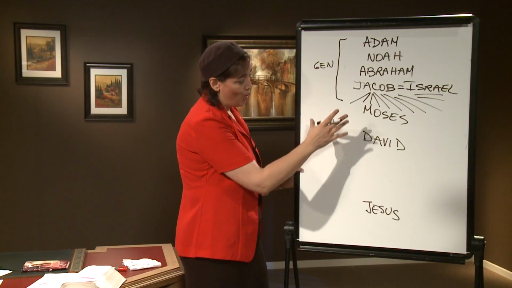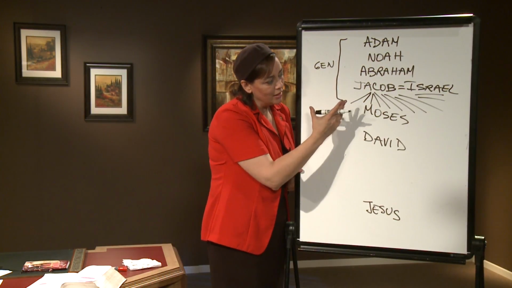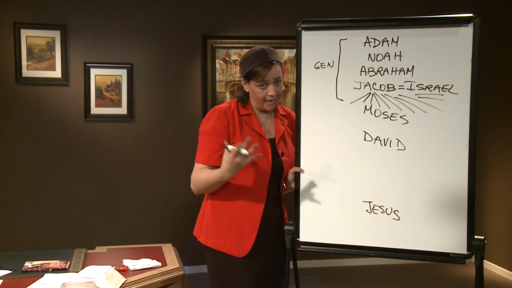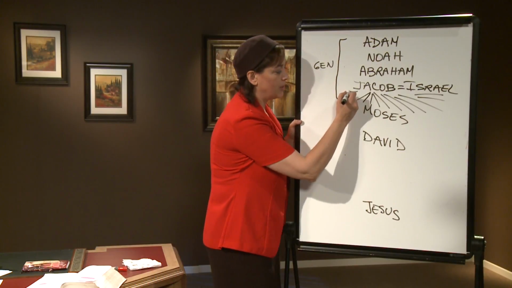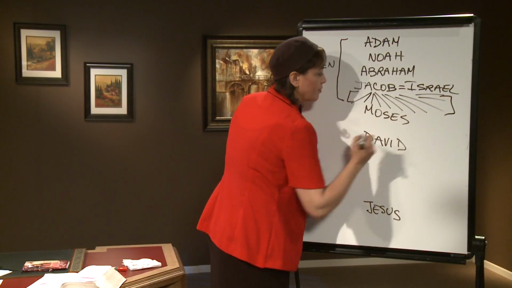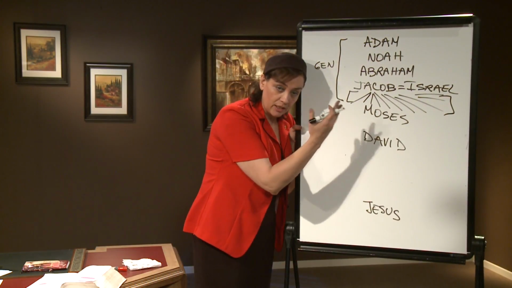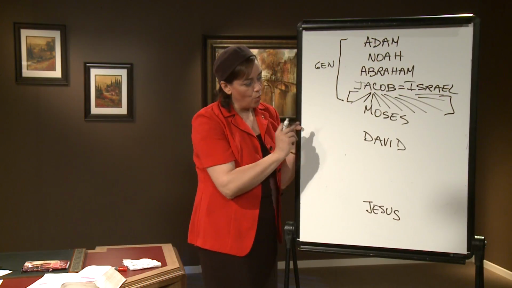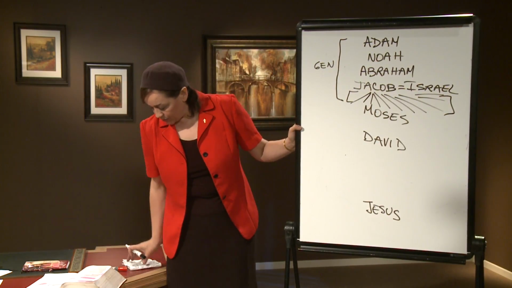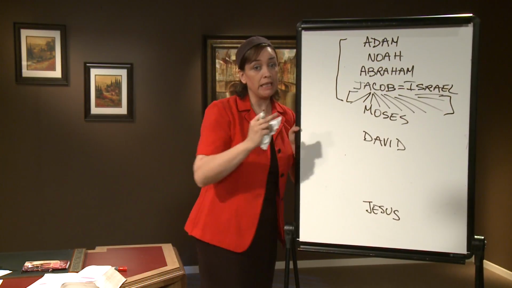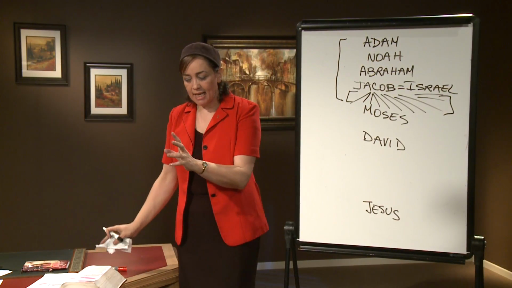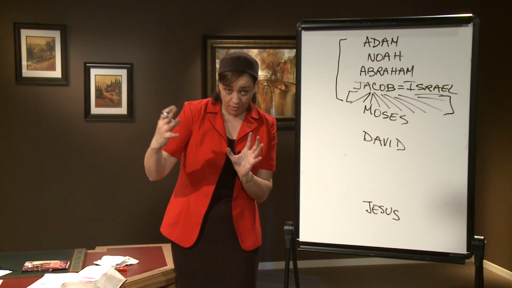Okay, now Jacob, Israel, will have the sons and eventually will move to Egypt, and they will be slaves here 400 years. And then Moses will deliver them. Now, one thing that is very important to understand is that the people of God will be growing in size and in identity as the Bible grows.